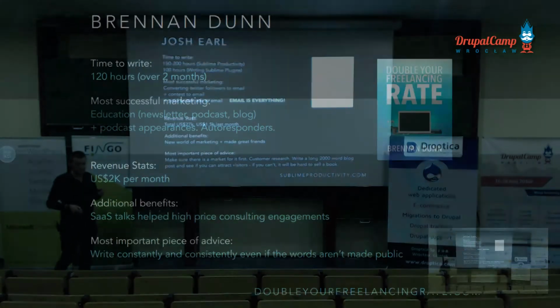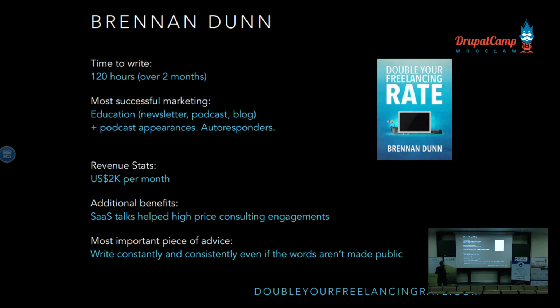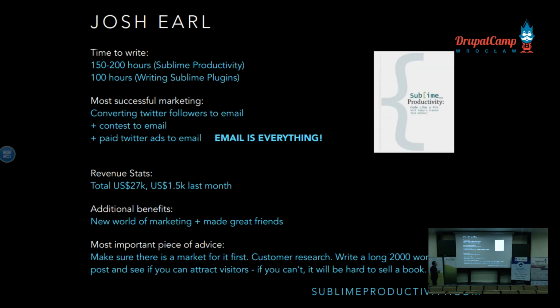So the second person that I interviewed was Josh Earl, who wrote Sublime Productivity. He's written 2 books; it took him 150 to 200 hours to write the first one, and 100 hours for the second one. In terms of marketing, he said that email is everything. So, he's got a couple of ways to attract email subscribers here. He's got a Twitter handle which has a huge following, and he converts those to email.